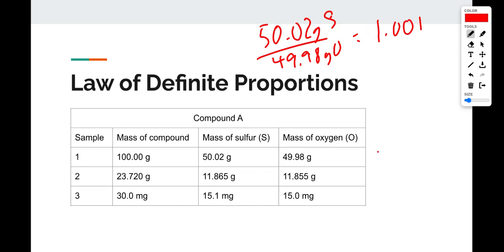And if you do it for the next sample, you actually get the same number. 11.865 divided by 11.855 is 1.001. In the next sample, it's fewer significant figures, but it's the same ratio. And you could do this thousands of times, and you would find that this compound would always give you that same proportion of sulfur to oxygen mass, that definite proportion.